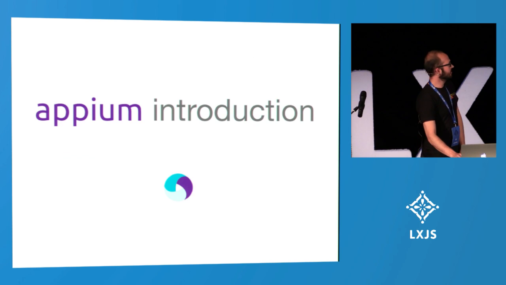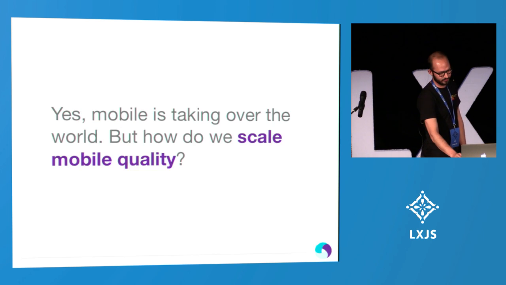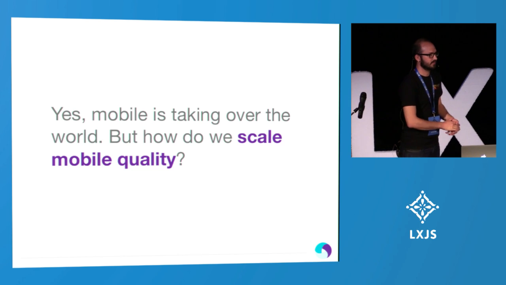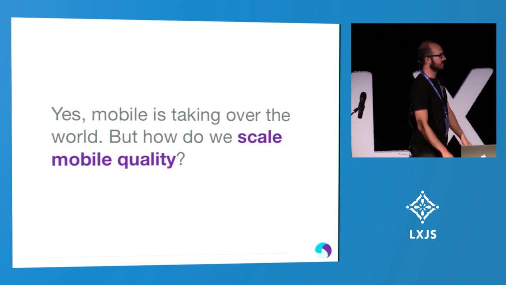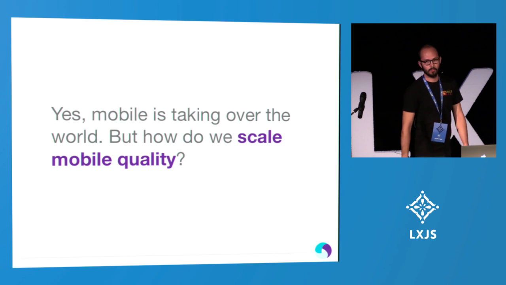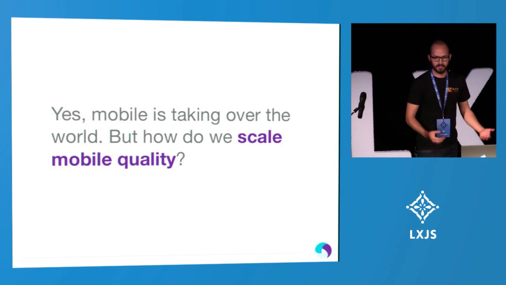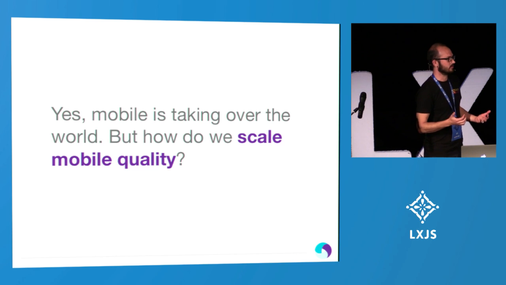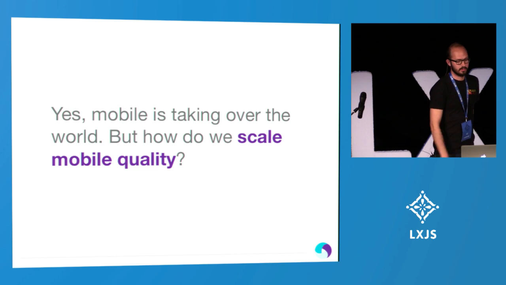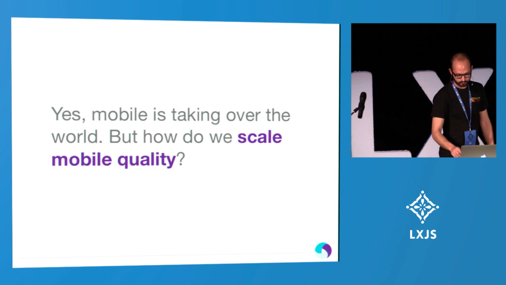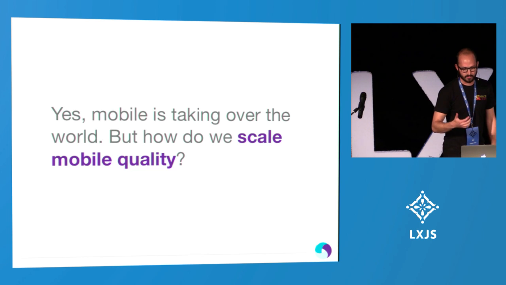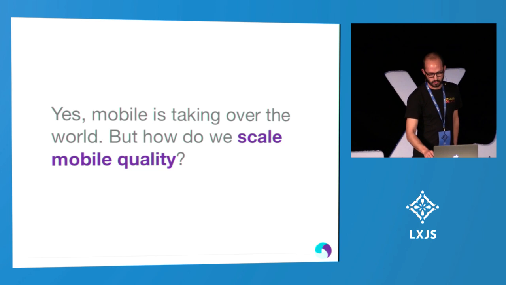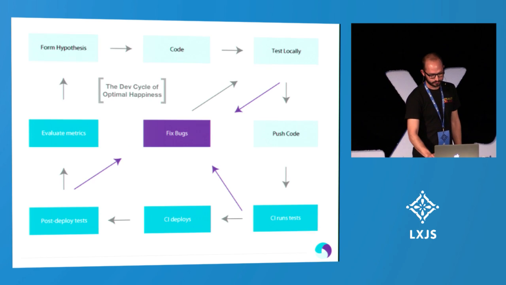Okay, now for the real introduction to this talk. So mobile automation is all well and good, but there's a kind of more serious business at stake, which is scaling mobile quality. As we've been hearing, and as this portion of LXJS is designed to honor, mobile is taking over the world. Of course, we have a problem then of making sure that the things we're putting into this mobile space are high-quality pieces of software.